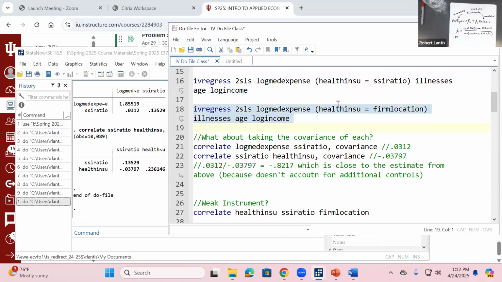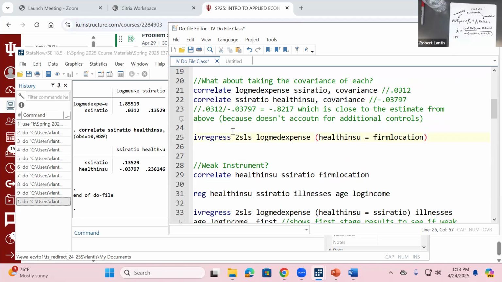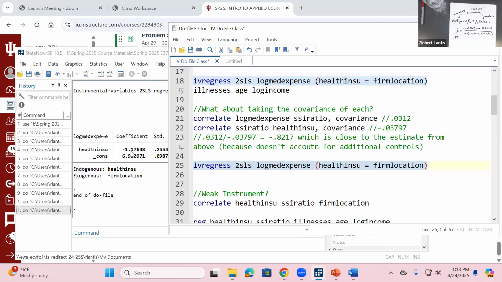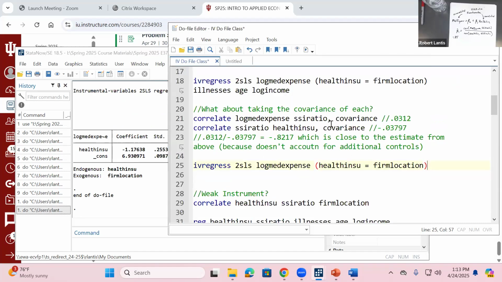So to prove this to ourselves, let's say I don't use any additional controls. Everything's the same. I'm just not including illnesses, age, and log of income in my controls. Now, if I run this, I get negative 1.17. And then now I'm looking for the covariances between the two.